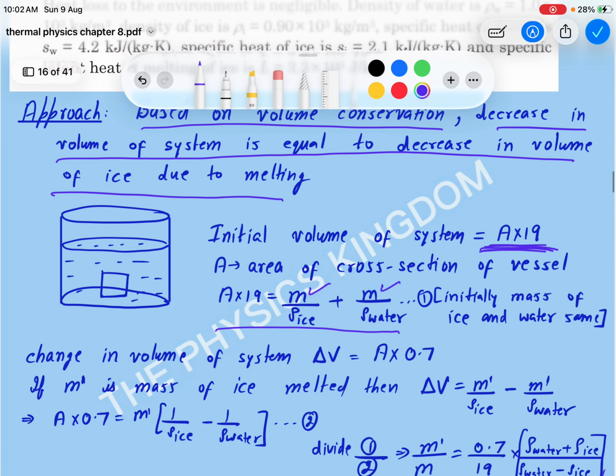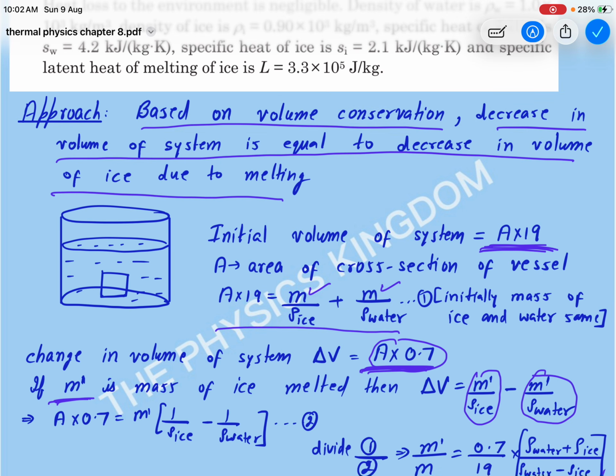Now the change in volume of the system is A into 0.7. So what does this volume mean? Suppose m dash is the mass of ice melted. Then when it was in the form of ice, its volume is this. Now when it is in the form of water, its volume is this. So its change should be equal to the change they are giving. So that is our next step, which is the crux point of this question.